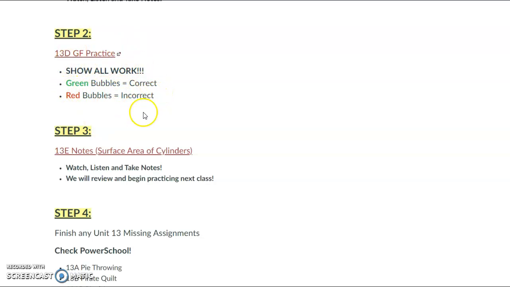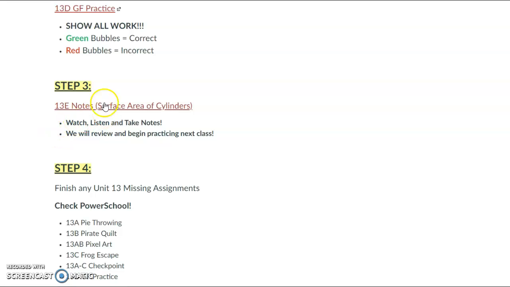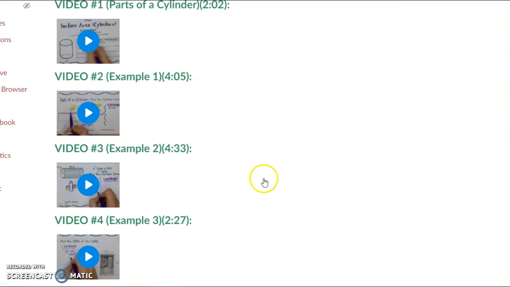When you're done, when you have 10 green bubbles, you're going to watch the video notes so we're ready to practice next class, the surface area of cylinders. So make sure that you watch, listen, and take notes on these. They look like this. They are 4 videos that you will watch through. Now, surface area of cylinders is probably our most intense and challenging concept in this unit. So please be sure to really carefully listen, really understand.